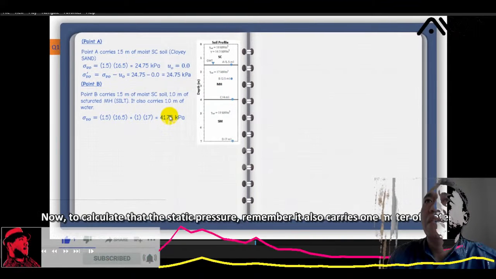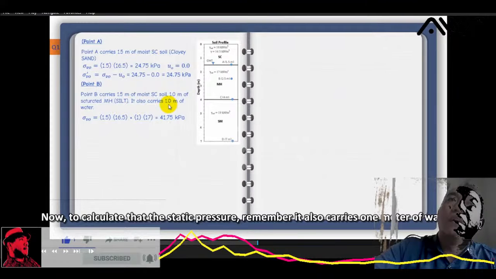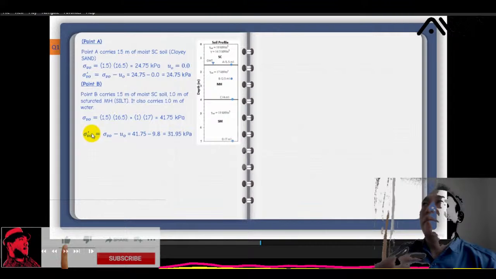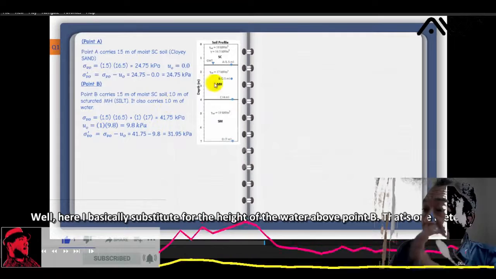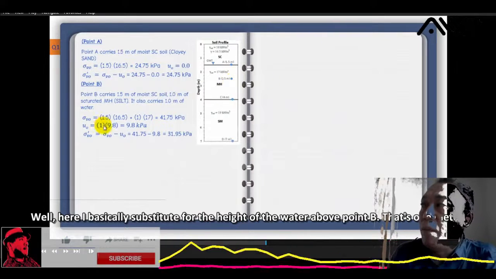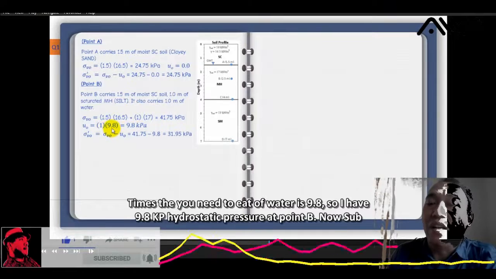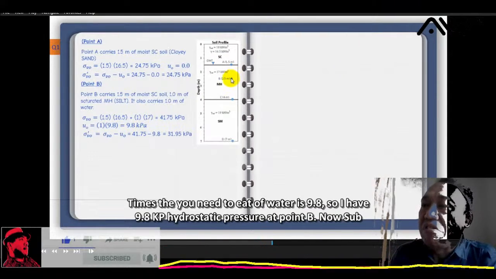Now to calculate the hydrostatic pressure, remember, it also carries 1 meter of water. Here I substitute the height of the water above point B, that's 1 meter, times the unit weight of water, 9.8. So I have 9.8 kPa hydrostatic pressure at point B.